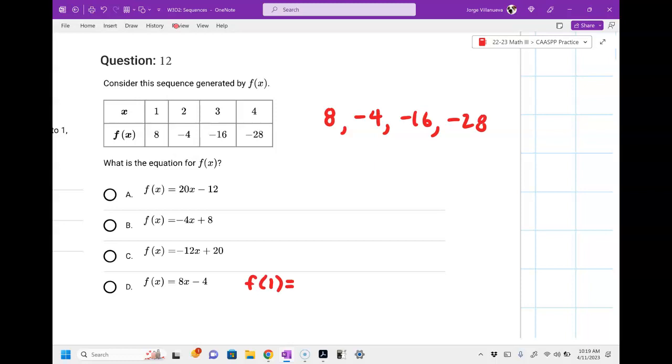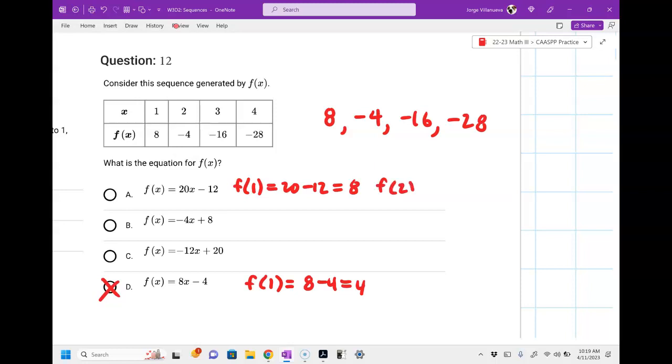f of 1, I'm looking for an answer of 8. So that's 8 minus 4, that's 4. That's not good. All right, so that didn't work. So let's try A then, because that's the next one that would probably be easiest to do in my head. So 20 times 1 is 20 minus 12, that's 8. So far so good.